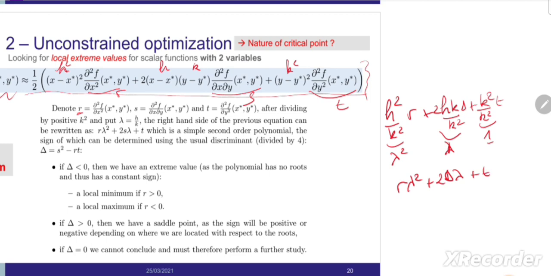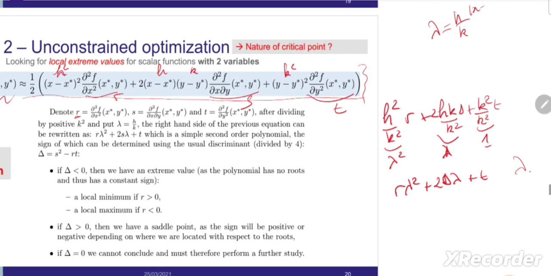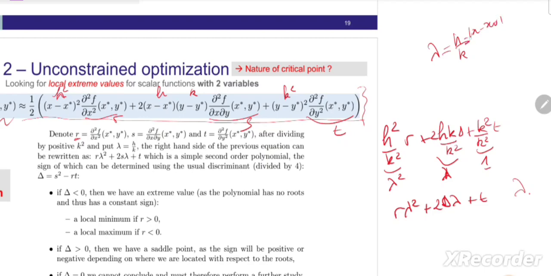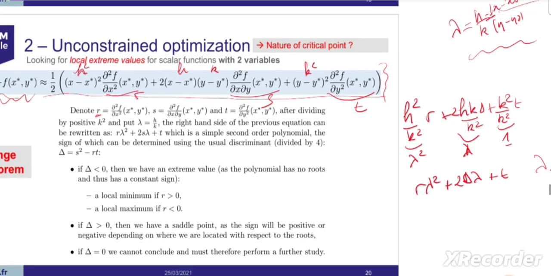And I'm looking for the sign of this polynomial in lambda. Does it always have the same sign, whatever the value of lambda? I remind you that lambda here denotes the ratio between the two increases in the x direction and in the y direction. So that's x minus x0, and that's y minus y0. Does this polynomial always have the same sign, whatever the value of this ratio, or does it depend? Okay, so this is what we're looking for.